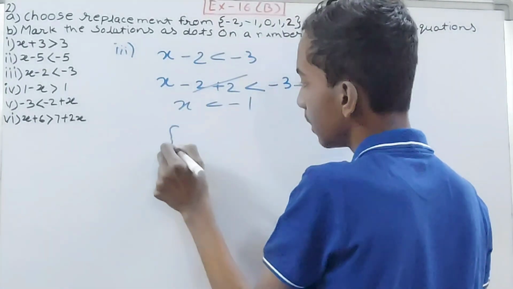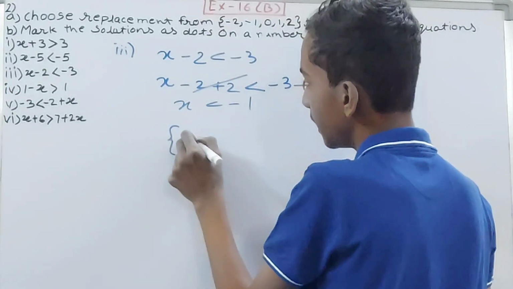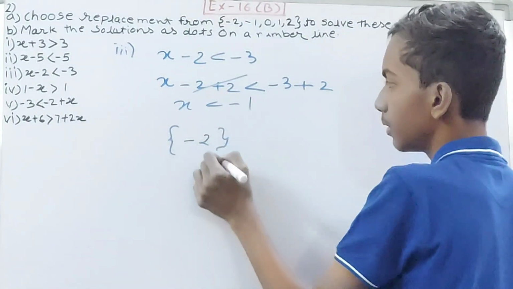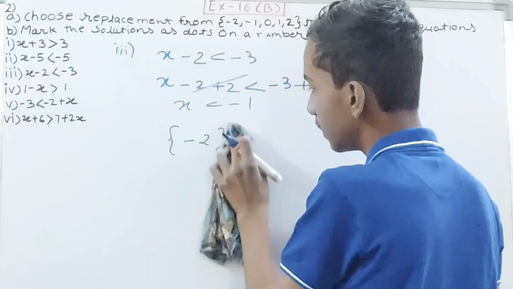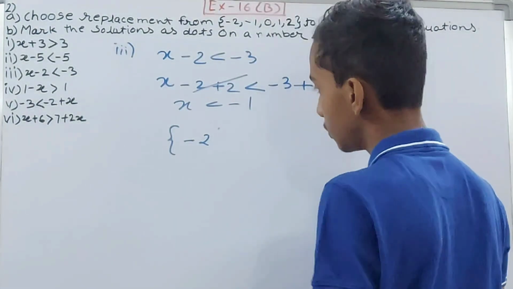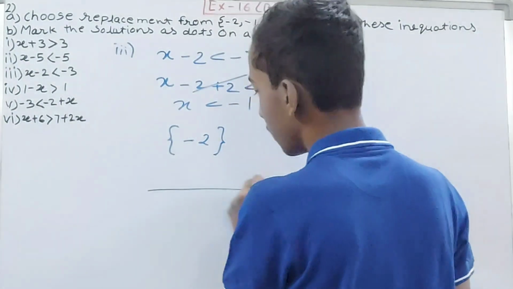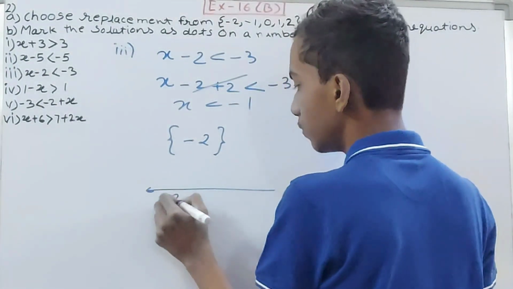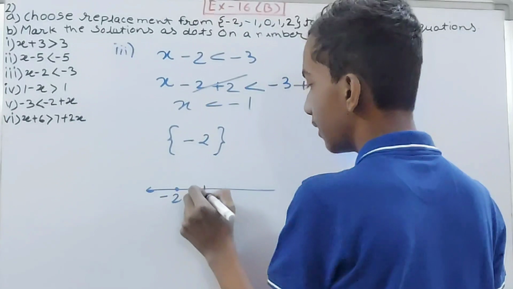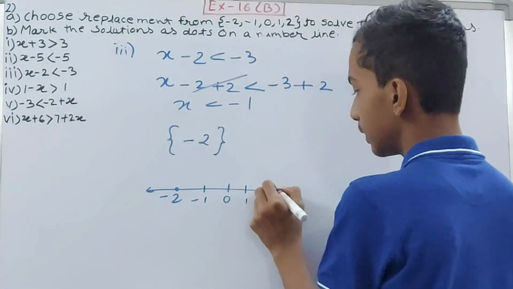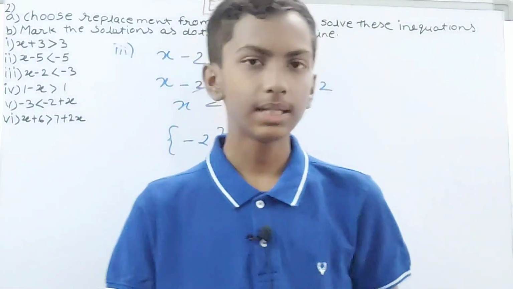The solution will become what? X is less than -1, so we're going to have only -2 here. -2 is the only one less than -1, so that becomes your solution. Now make the number line. On -2 we will put a dot here, then the rest of the numbers will be as they are. That becomes your answer. Let's move on to the next part.